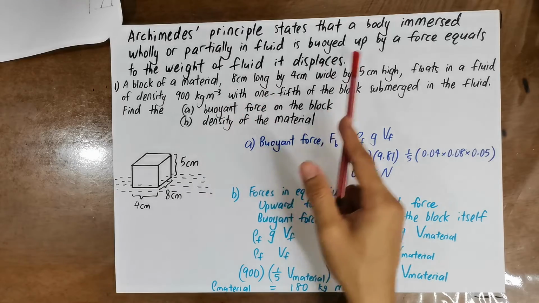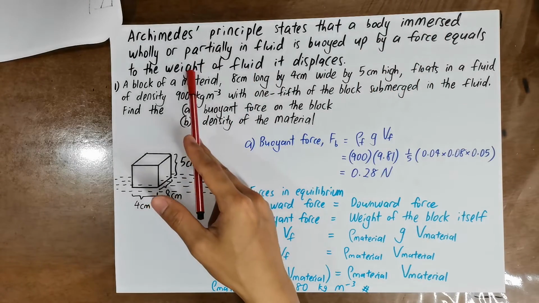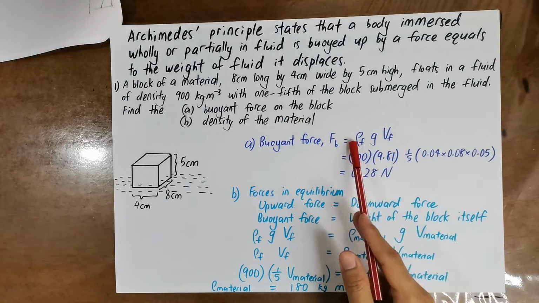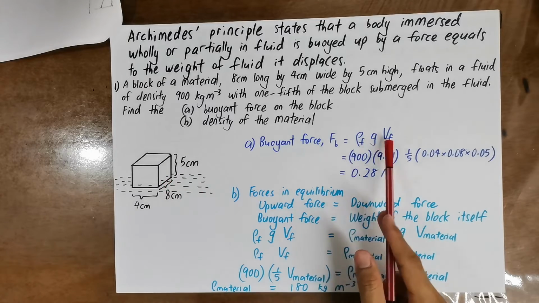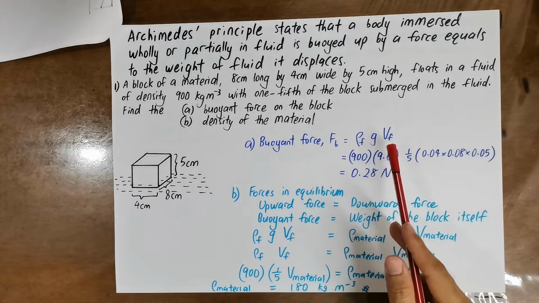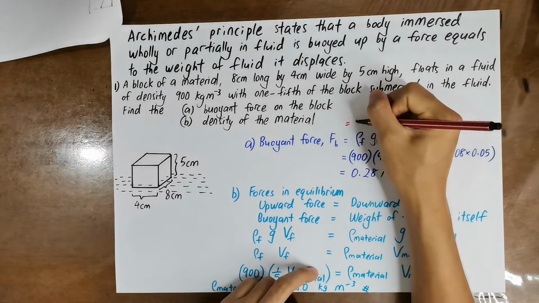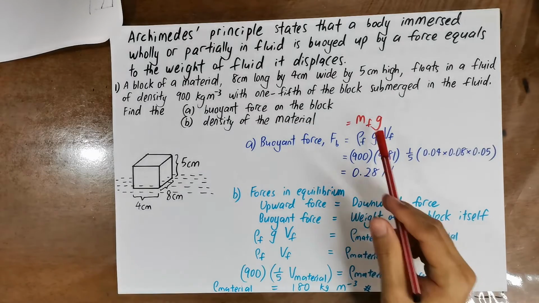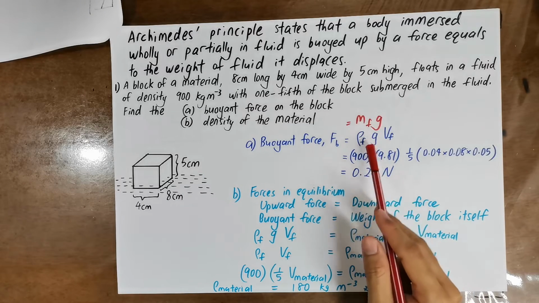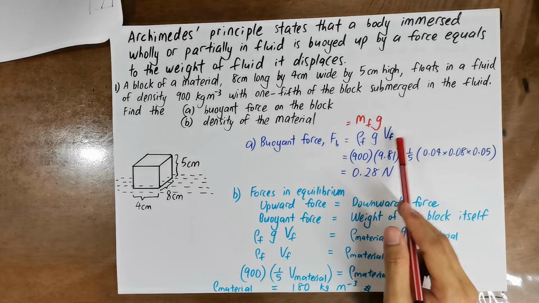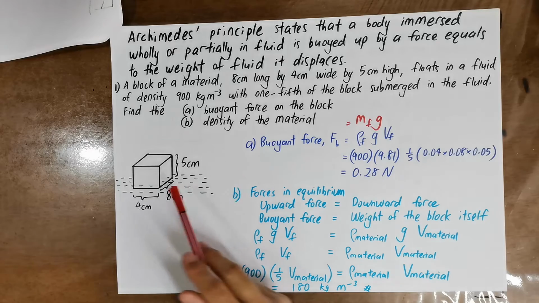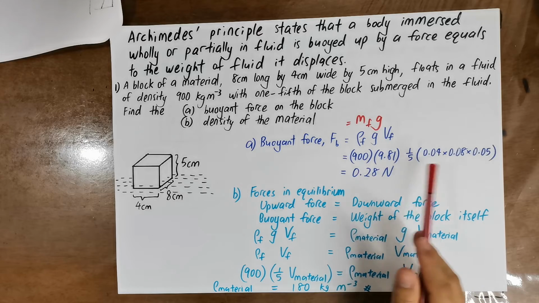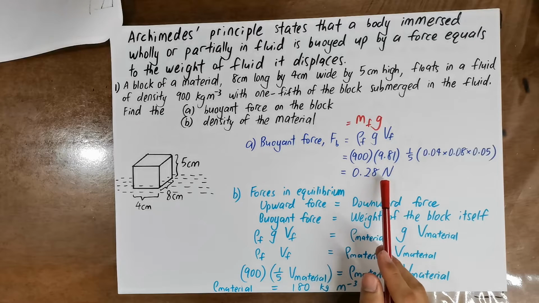You know that the buoyant force is equal to the weight of the fluid it displaces. The weight of the fluid is equal to the mass of the fluid times g, but mass is equal to density times volume. The volume of fluid that you displace is just 1/5 of the total volume only. Therefore, your buoyant force is 0.28 Newton.